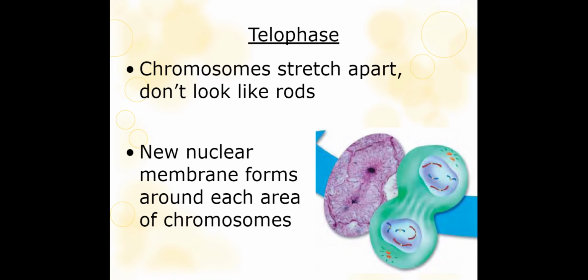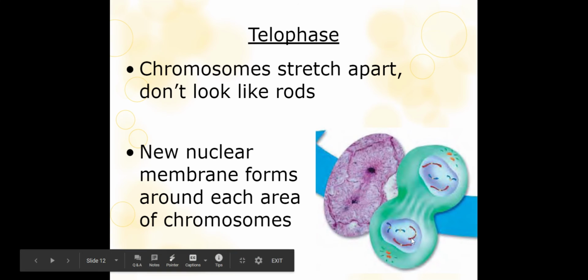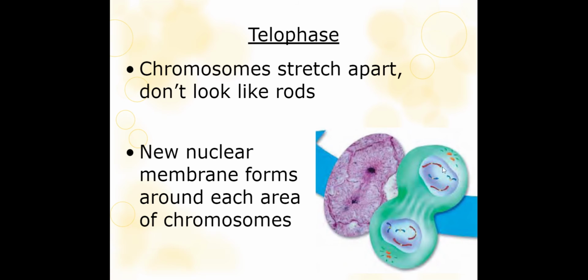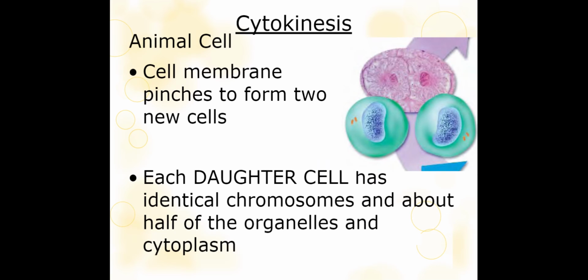And then we have telophase. This is where we have two nuclei within the same cell. So in telophase, you have two nuclei in the cell at the same time. So there's a nuclear membrane that forms around each of those new sets of chromosomes. Those chromosomes also will start to unravel and stretch apart back into what we had seen at the beginning during interphase. And then finally, we have cytokinesis.